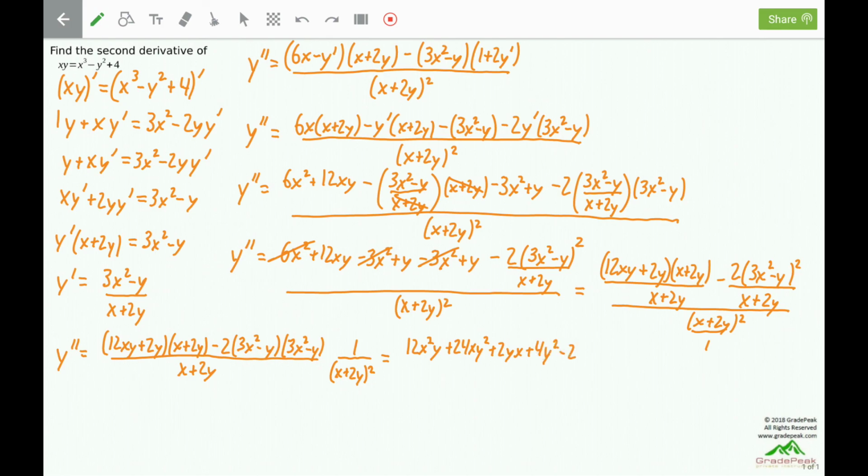And then I have a minus 2 times, and I'm going to FOIL out these two with each other. First, 3x squared times 3x squared is 9x to the 4th. Outside, 3x squared times a minus y is a minus 3x squared y. Inside, negative y times 3x squared is a negative 3x squared y. And last, negative y times negative y is plus y squared. All of this will be over, multiply the denominators, we have an x plus 2y, which is to the first, and x plus 2y that's to the second. We add the exponents, x plus 2y to the third.